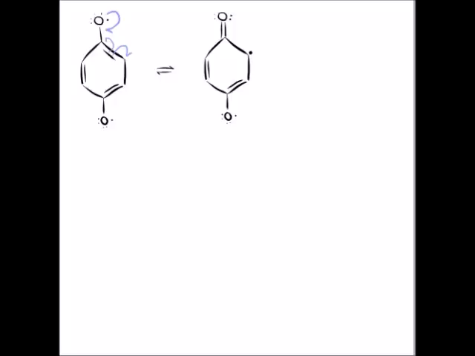The second step is that the radical in the 2 position will come down and form a double bond with one of the electrons from the other double bond. The remaining electron will move to the 4 position as a radical. The last step is that the radical at the 4 position and an electron from the oxygen radical will come together to form a double bond. This gives us the product benzoquinone.